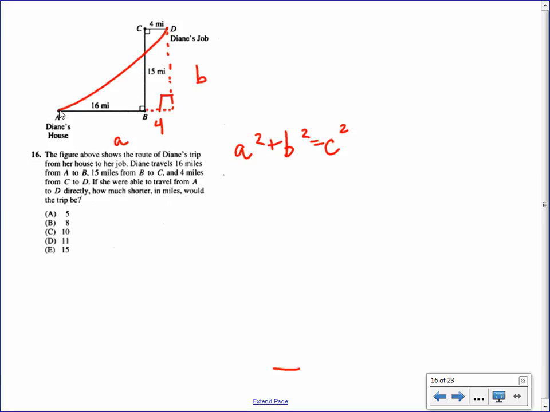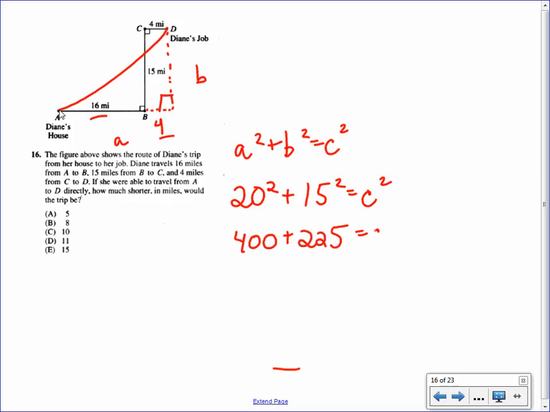So our a value will be 16 plus 4, so 20 squared, plus our b value, 15 squared, equals c squared. 20 squared is 400, plus 15 squared is 225, equals c squared. So this gives us 625 equals c squared. Then we take the square root of each side, so c is 25. So 25 is the length of this hypotenuse.